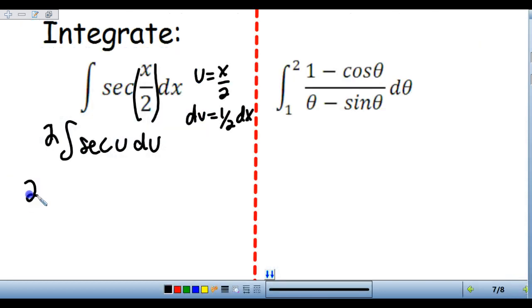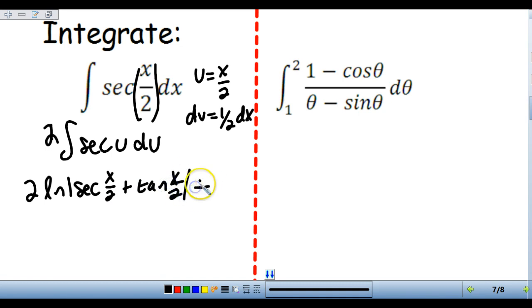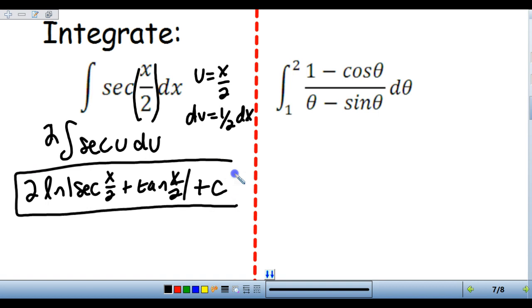Okay, so I have a 2 out front. Natural log the absolute value of secant of u, which was x over 2, plus tangent of u, which was x over 2, plus c. So sometimes for technical rules, they don't necessarily all need to be committed to memory, but you do need to be aware that the rules exist and that you are able to find where those are at so you can use them as a resource.